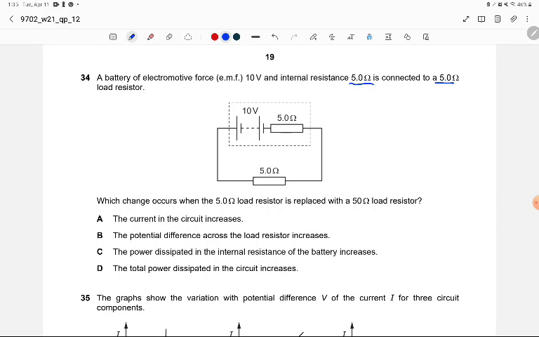The current in the circuit increases. No, it has to decrease. The potential difference across the load resistor increases. Definitely yes. The power dissipated in the internal resistance of the battery increases. No, that is not true.